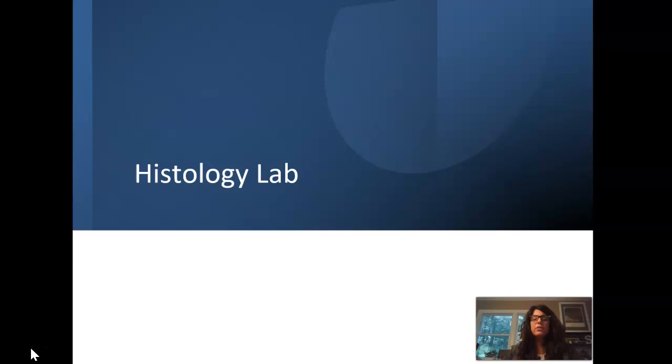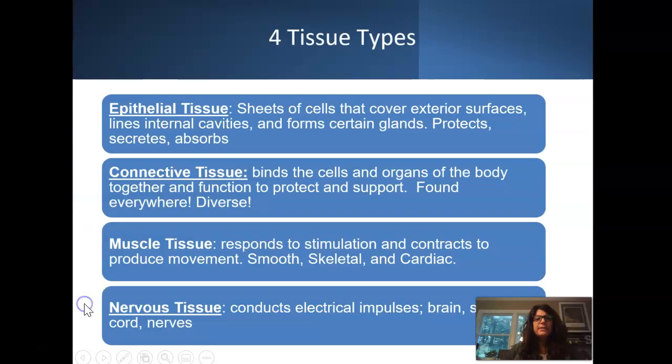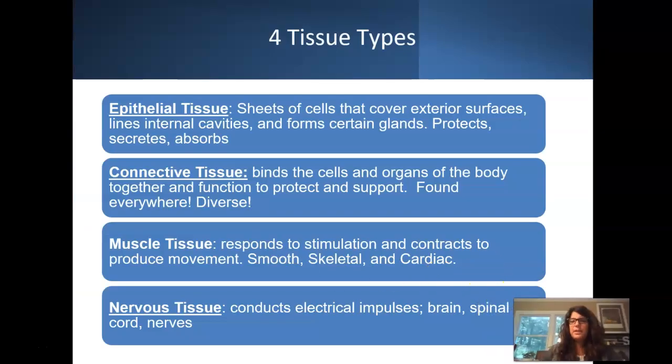There are 4 general categories of tissue: nervous tissue, muscle tissue, epithelial tissue, and connective tissue. So we'll talk about the general characteristics of each, and then there are 11 examples of slides that you are going to have to be able to identify by sight, and then tell me the location and function of those tissues. So let's start with looking at the 4 tissue types.